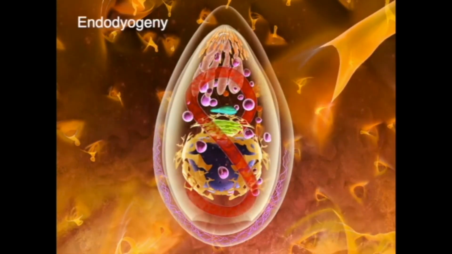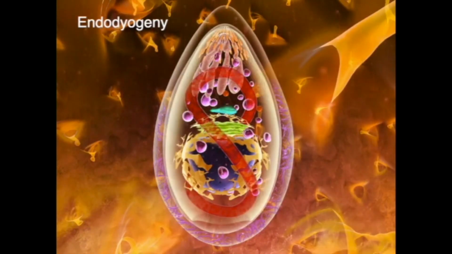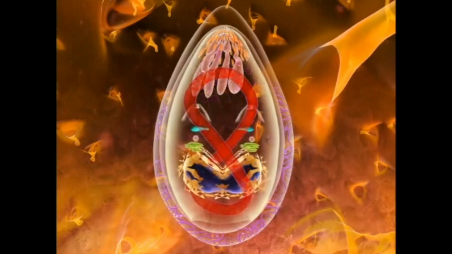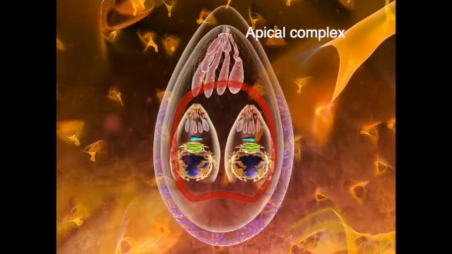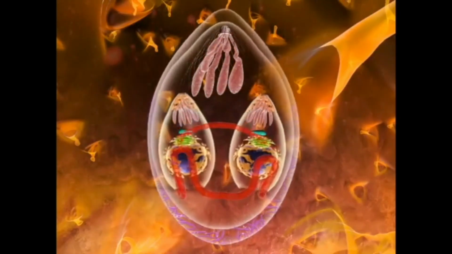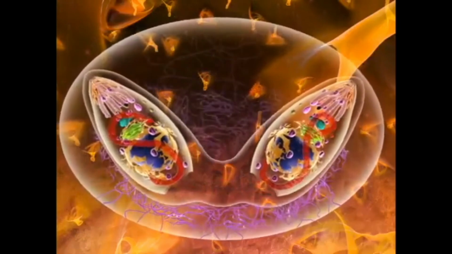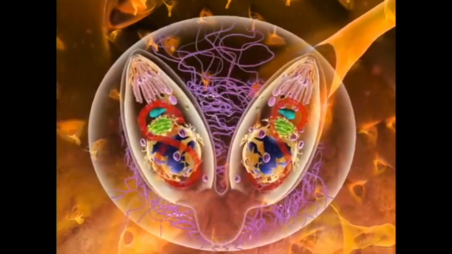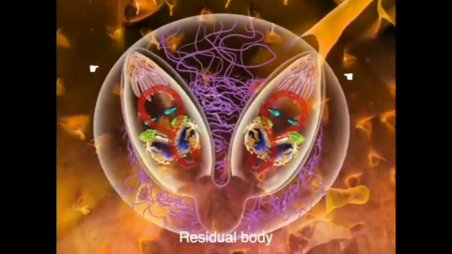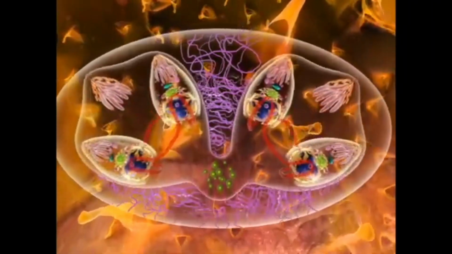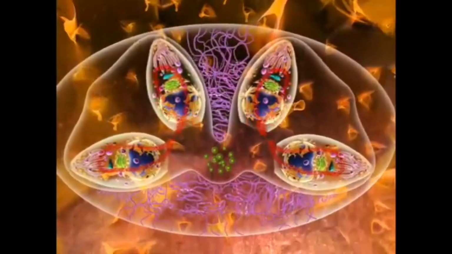During endodiogeny, two daughter cells are formed inside the mother cell. The mother cell keeps the apical complex until late in the process, while the nucleus and other organelles duplicate and are distributed between the future daughter cells. Two new apical complexes and the inner pellicle form. The two daughter cells emerge, but remain linked to a residual body.